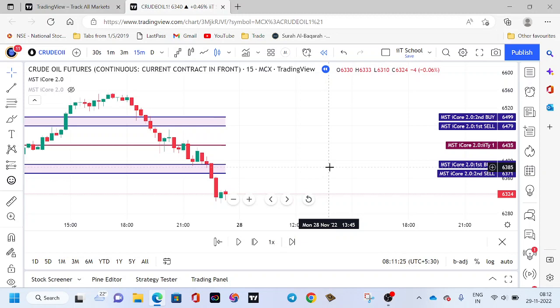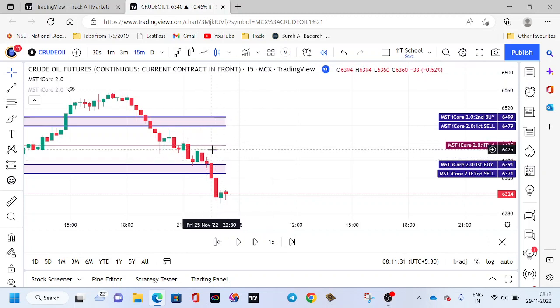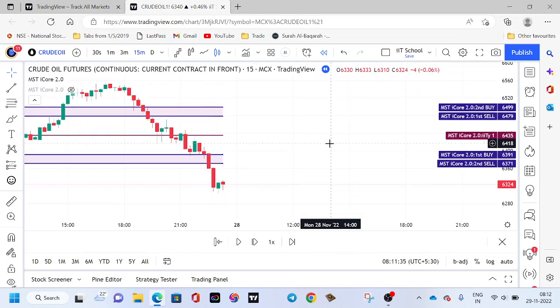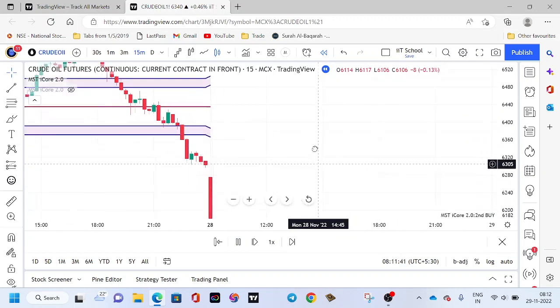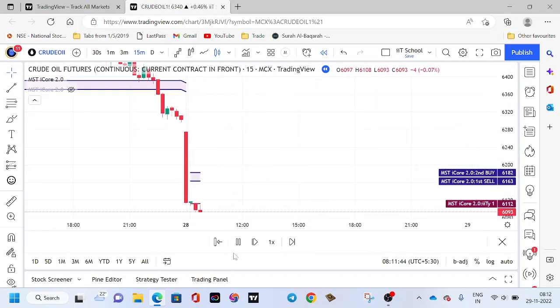Take the first target and exit from the market, or you can book at the central pivot point. Our CPP level is there, the brown color line, so you can book there. Now let me run the market for you for the day, 28/11/2022. The market has opened gap down.